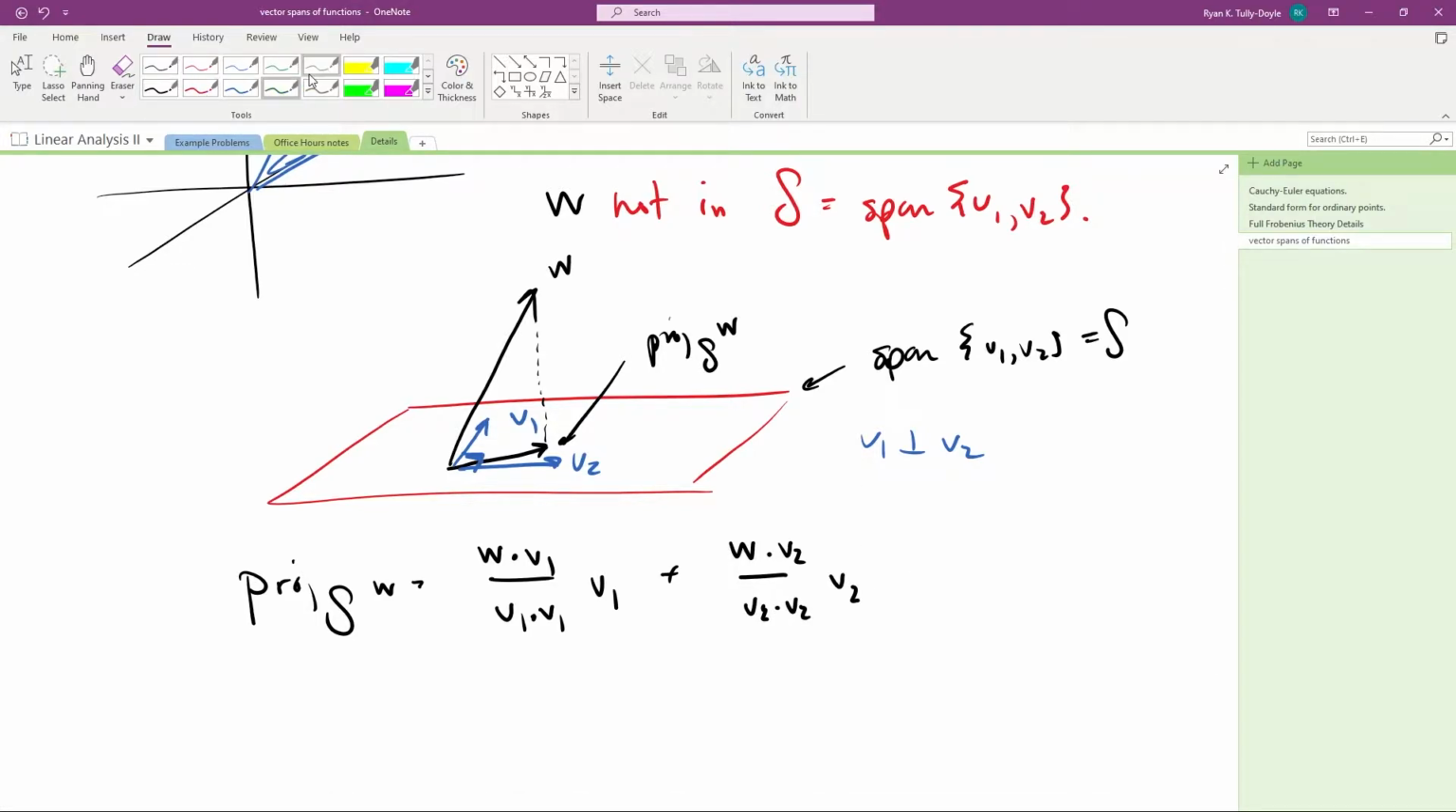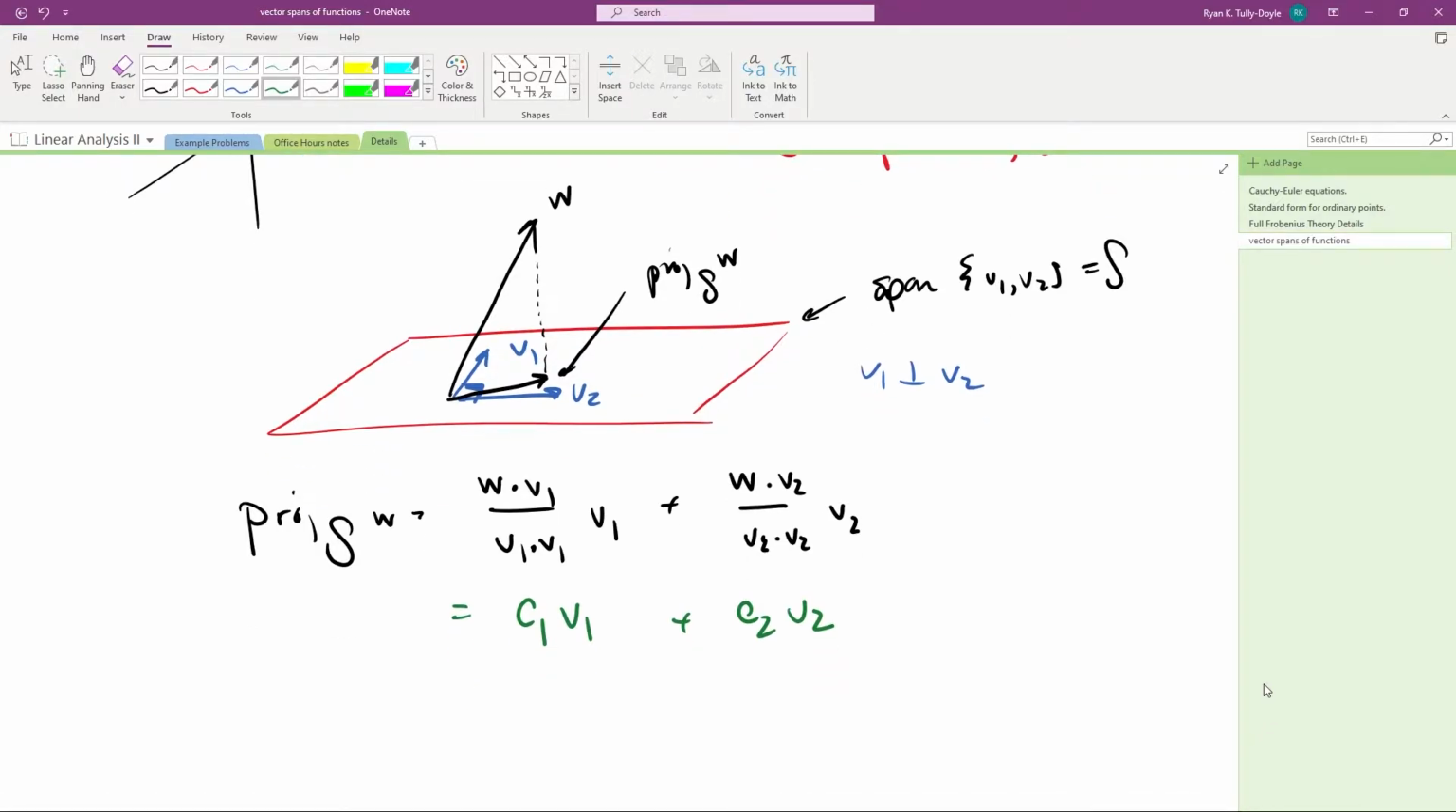And what we can think here is what this really is, it's telling you a c1 v1 and a c2 v2, where the c1 and the c2 are some coordinates. And that tells you that the projection is a linear combination of the v1 and the v2 with this really nice computational formula that we can use.